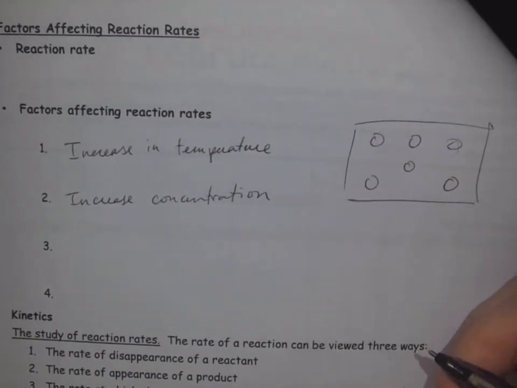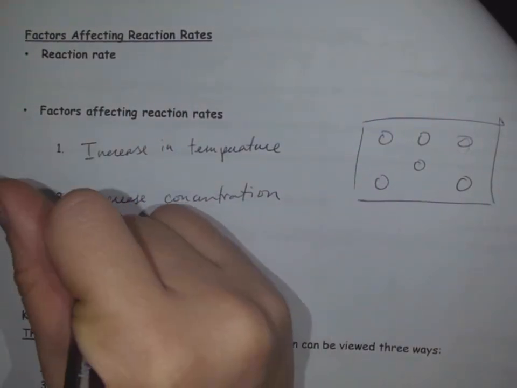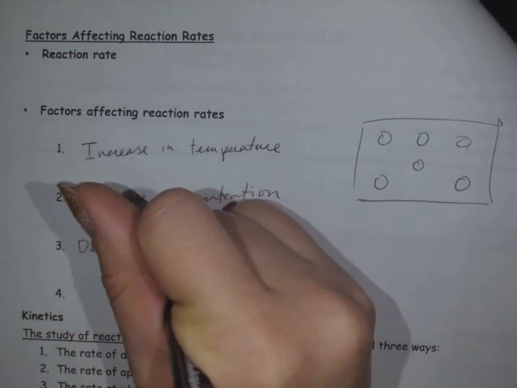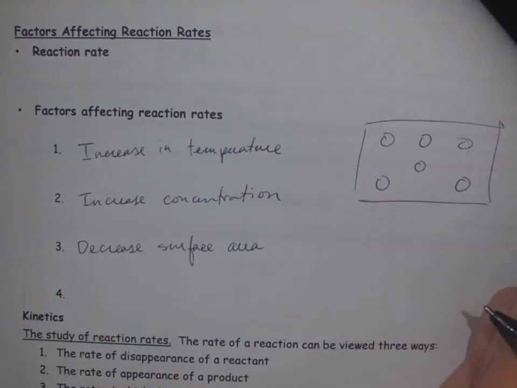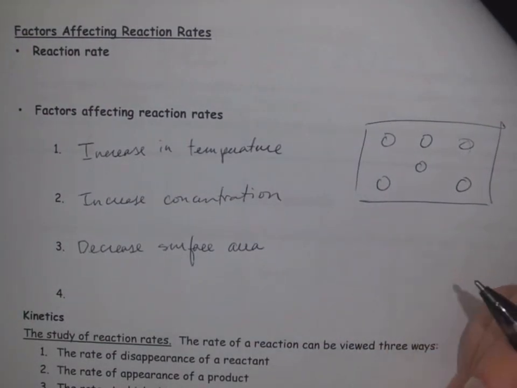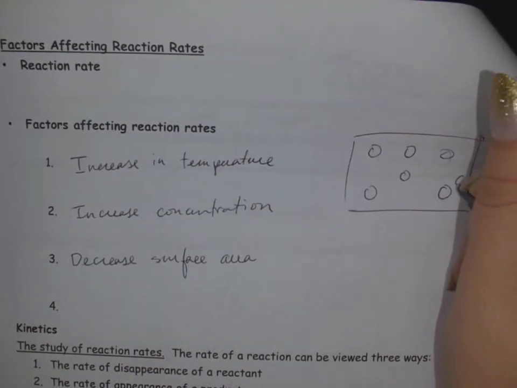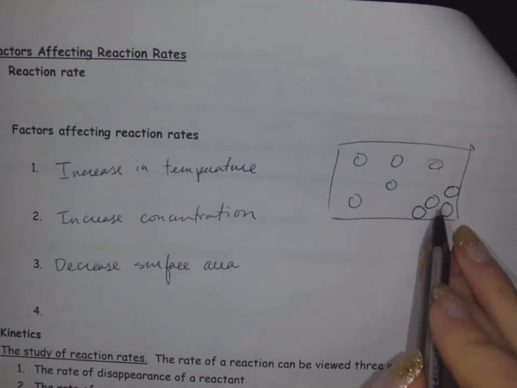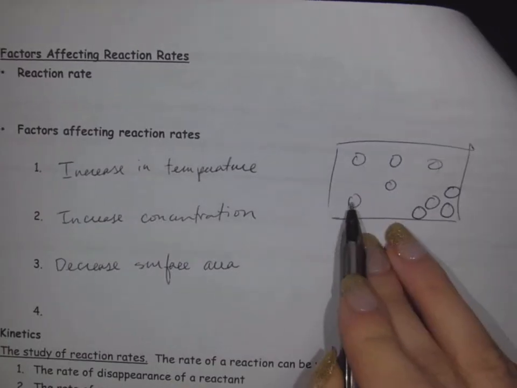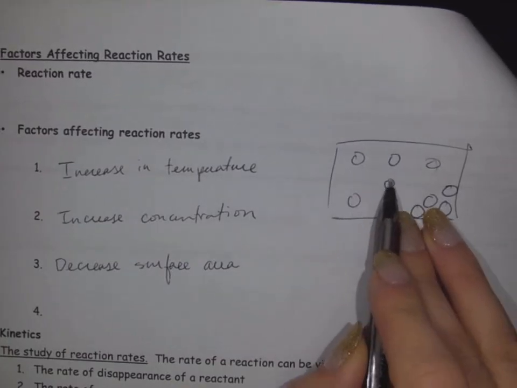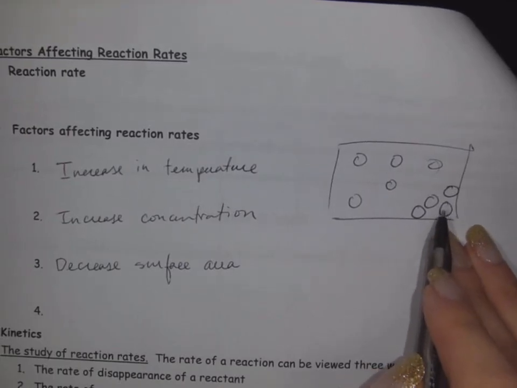Another way that we can do this is that we can decrease surface area. Decrease surface area would increase the rate of reactions. Here's what I mean by that. Let's say we've got a clump of bumper cars over here. It's almost like a solid because they're kind of stuck together in that corner. These guys can run into the ones on the outside, but they can't run into any of the particles that are stuck in the middle of these clumps.